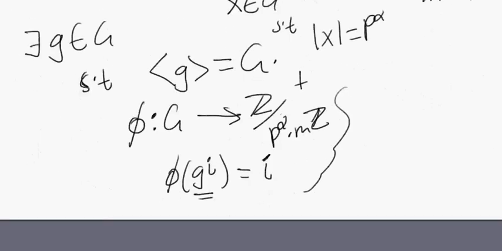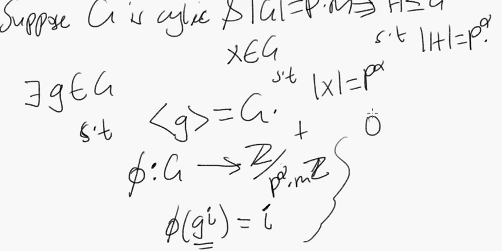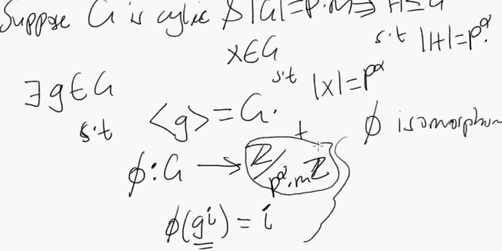Now notice, if this phi is an isomorphism, so again, please check that this is an isomorphism. If phi from G to Z mod p to the alpha times mZ is an isomorphism, doesn't that mean that if we can find an element of order p to the alpha in Z mod p to the alpha times mZ, then we also have an element of order p to the alpha in G? That is, if two groups are isomorphic and we have an element of a given order in one, we also must have an element of the same order in the other. Again, please do verify that.